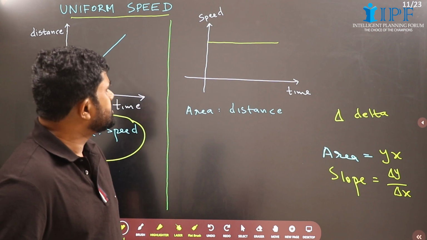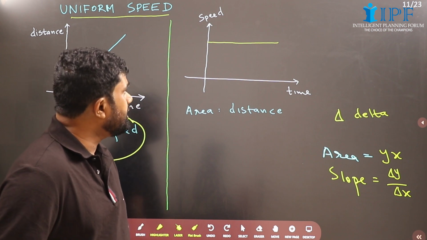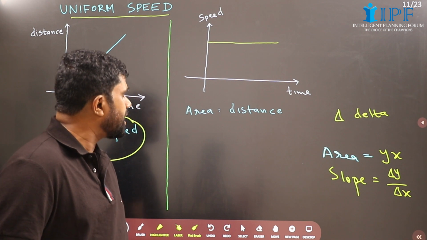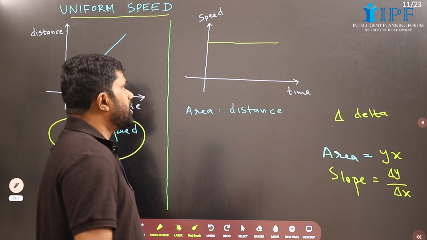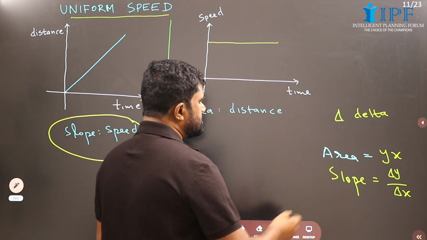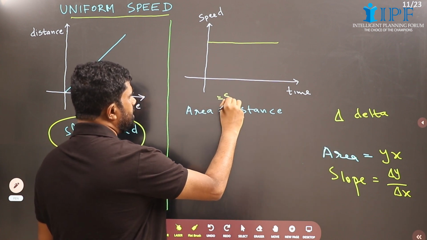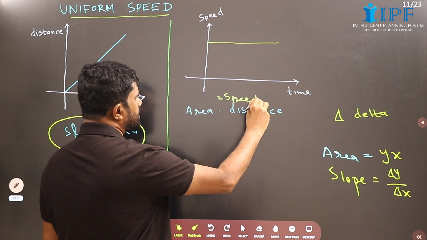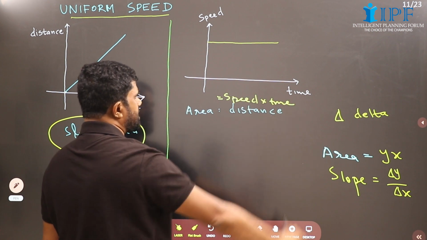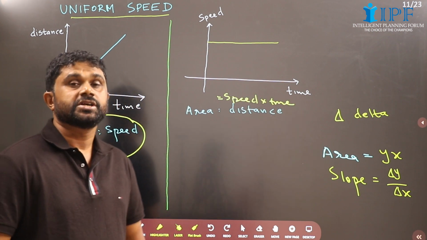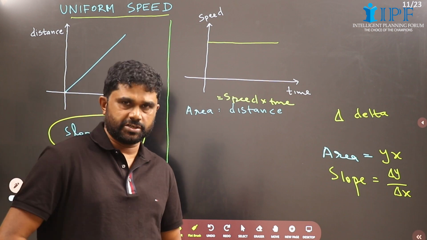Now see, what would be the area under the speed-time graph? The speed is plotted along the y-axis and time along the x-axis. So the area will be the quantity along the y-axis into the quantity along the x-axis. Speed into time. It is nothing but the distance traveled.